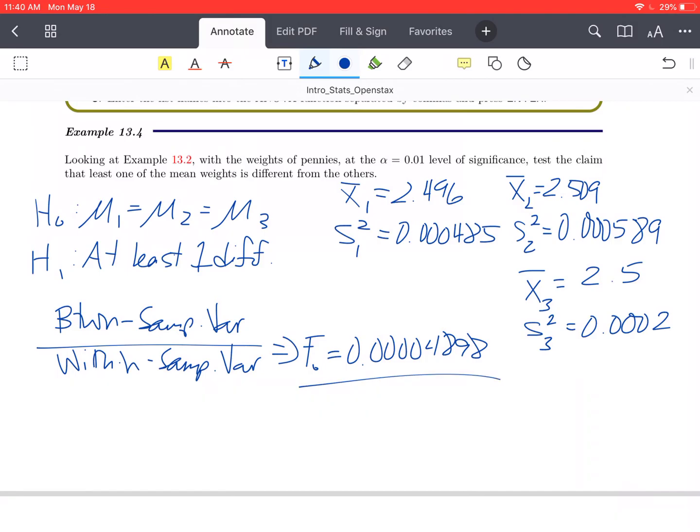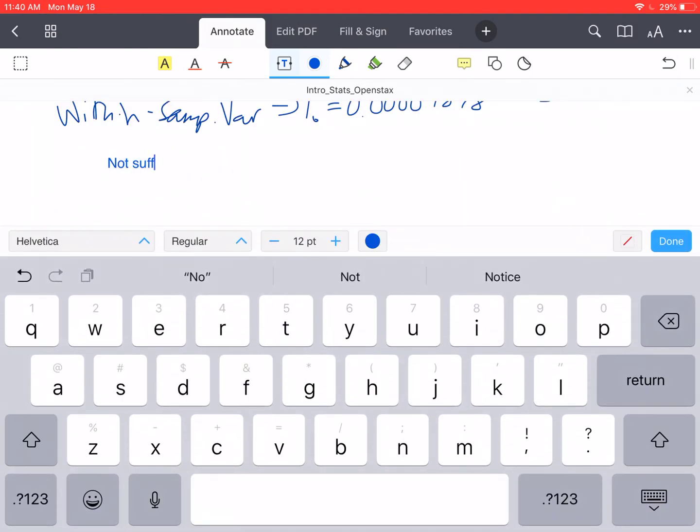And then the fact that the test statistic is so small would tell us that the sample means are not going to differ from each other, so the population means we have strong evidence to suggest that we do not reject the null hypothesis. So we would say that there is not sufficient evidence to conclude at least one mean is different.